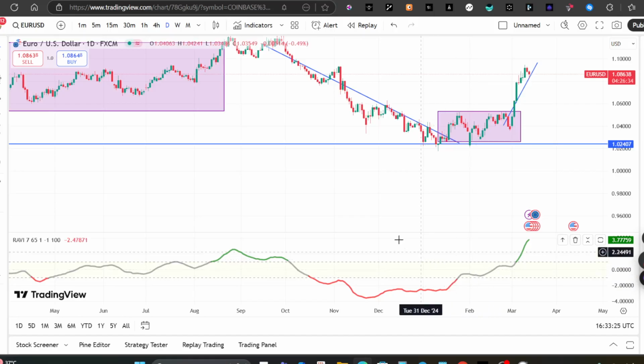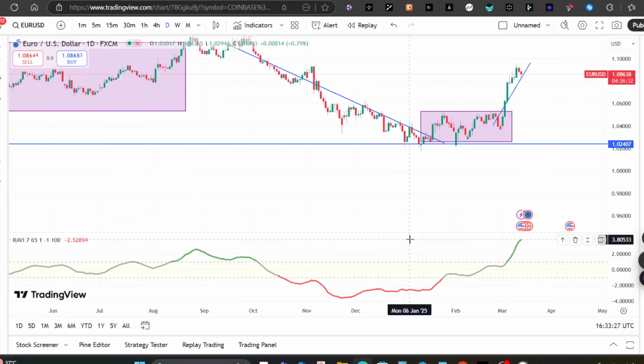When using the range action verification index, pay close attention to its readings. As we mentioned earlier, a high reading indicates that price action is strong, while a low reading signals potential weakness or the likelihood of a breakout or reversal.